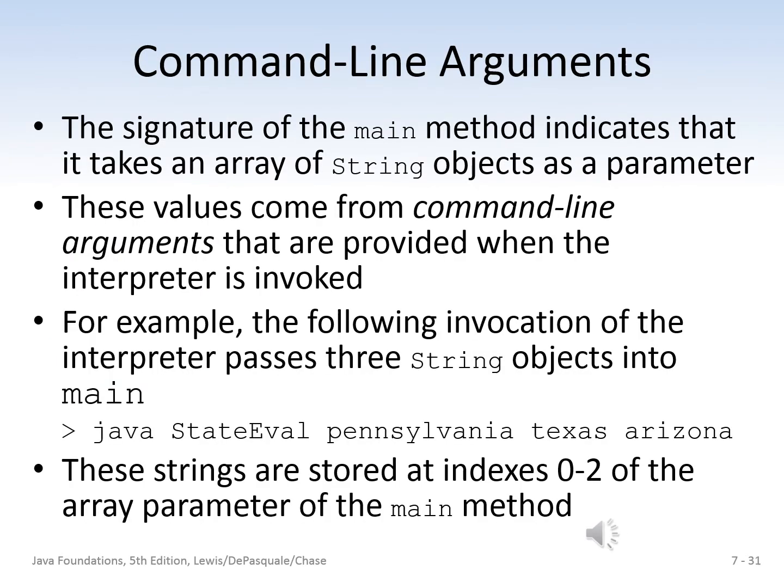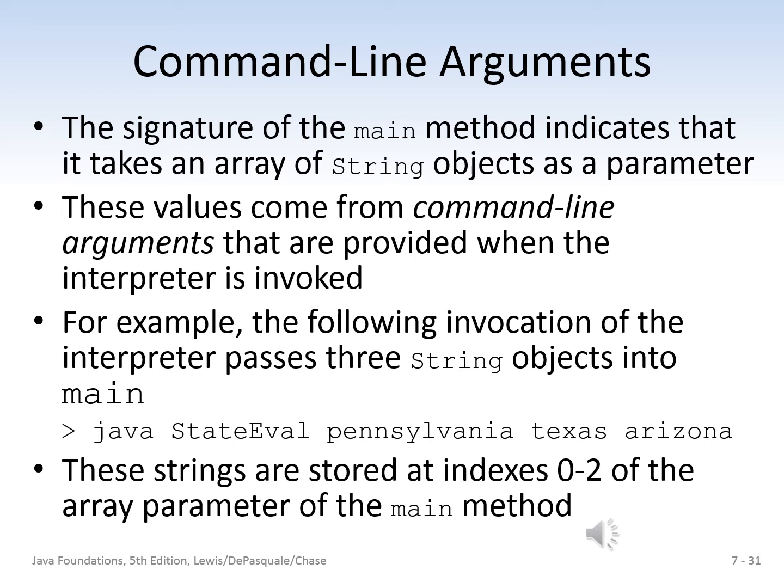You probably noticed that the prototype of the main method indicates that it takes an array of string objects as a parameter. We've not used this before. These values come from command line arguments that are provided when the JVM, the Java Virtual Machine, is invoked. So, for example, the following invocation of the interpreter passes 3 string objects into main.